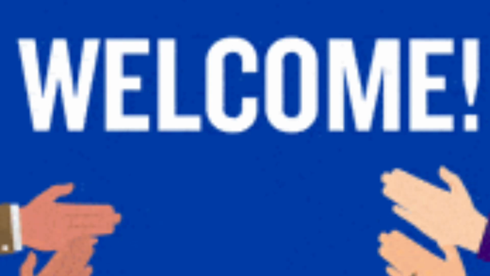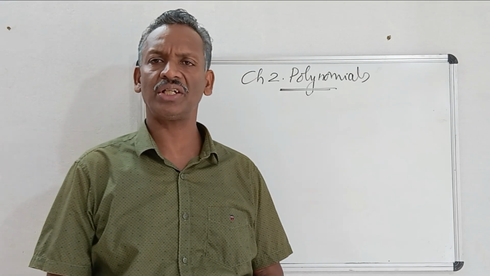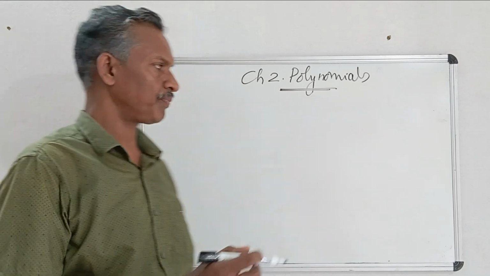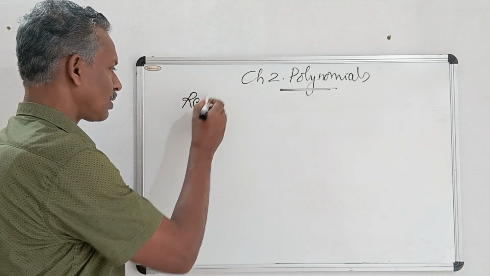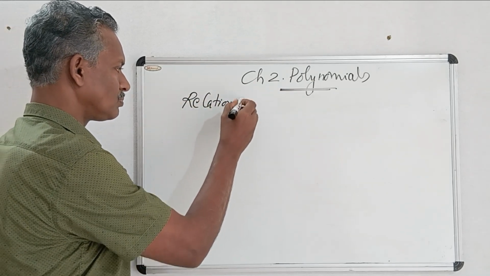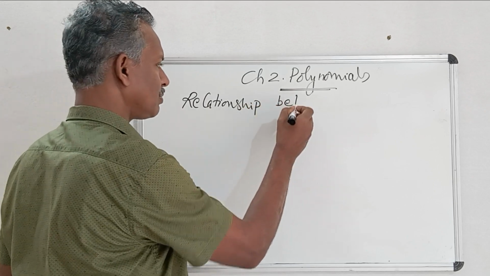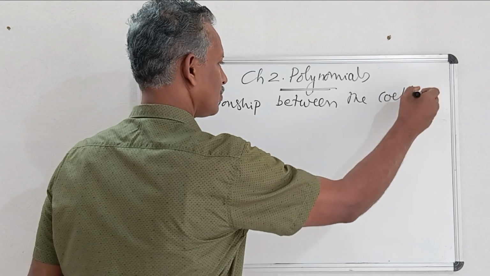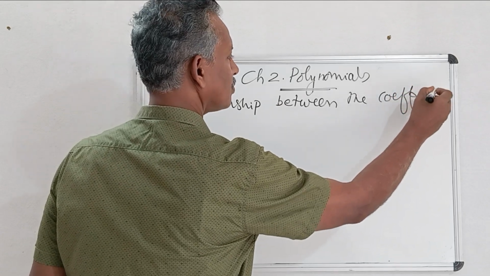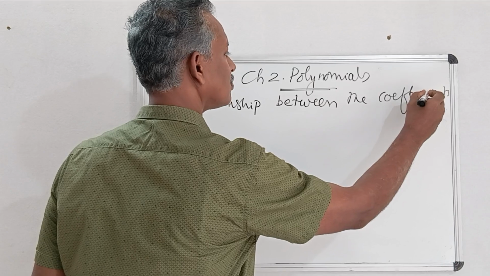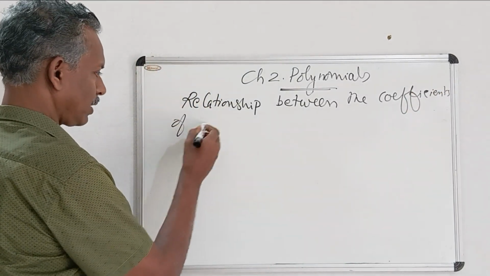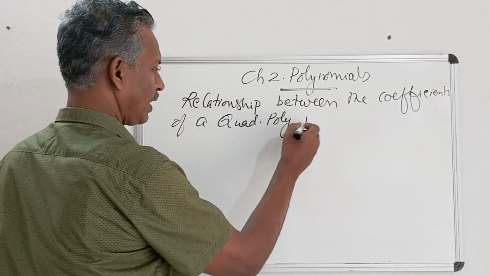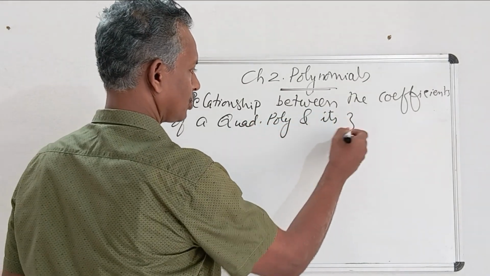Today we are going to discuss the relationship between the coefficients of a quadratic polynomial and its zeros. Okay? Relationship between the coefficients of a quadratic polynomial and its zeros.